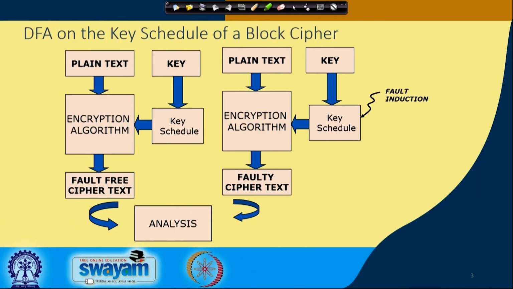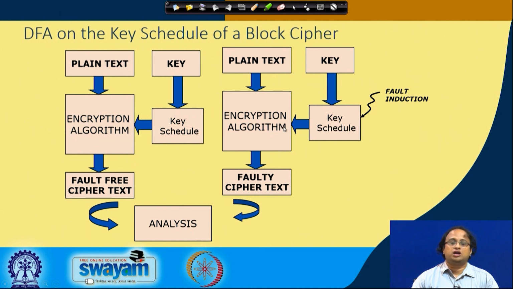So, this is a recapitulation of what happens in a fault attack scenario, in particular in context to differential fault attacks. You have got plain text, and this is the normal encryption algorithm, and you get the fault free cipher text. In another scenario, you have got the plain text and you get the faulty cipher text, but remember that you have got the key schedule also which is in play. That means the input key is getting transformed into the round keys by using this key scheduling algorithm.